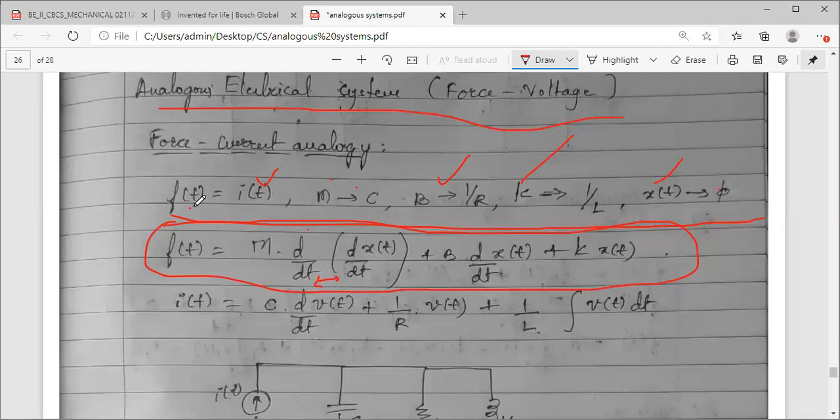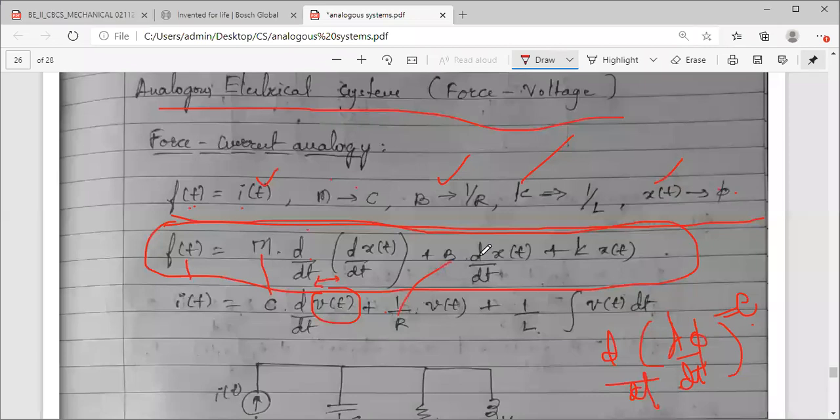Now equivalently replace force with the current, M with the C, then d by dt of x of t. One time d by dt outside, keep it as it is. Now this inside quantity, what it will be? D by dt of x of t. What is x of t? It is phi. So d by dt of phi. What is this? I think you have studied about EMF. It is nothing but your EMF or voltage. d phi by dt is nothing but your E or V. So I have replaced that directly.